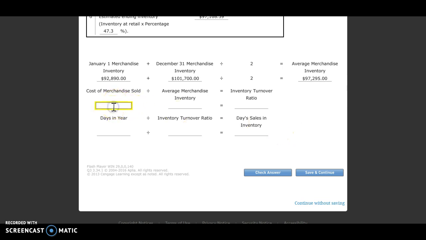Okay, then we're going to move on to the next part. It says our cost of merchandise sold. They give that to us in our directions. So in our directions, we're going to put 496,710. Average merchandise inventory then is the number that we just figured out, so 97,295. We're going to then divide those two numbers. Okay, our inventory turnover ratio then is 5.11.